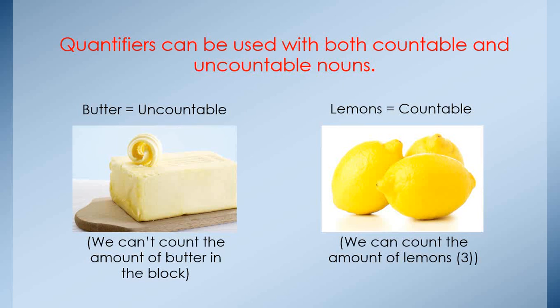Quantifiers can be used with countable and uncountable nouns. For example, butter is an uncountable noun because we can't count the amount of butter in the block. And lemons are countable nouns because we can count the amount of lemons. For example, we can see 3 lemons in the picture.